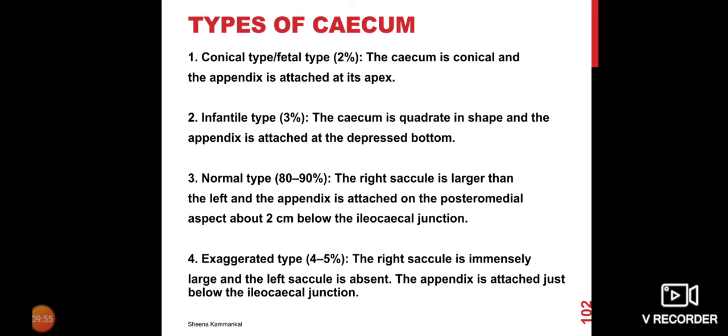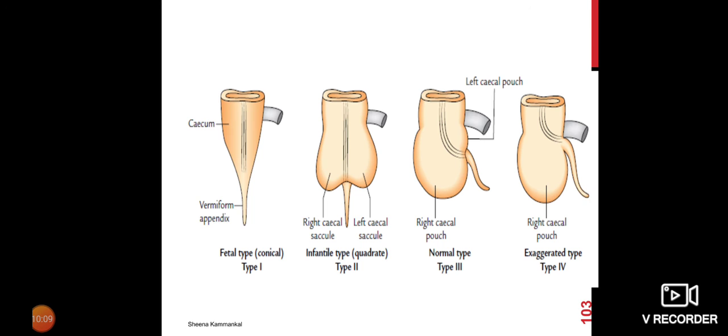Next is the normal type. Normal type is present in 80 to 90% of people, in which the right saccule is larger than the left, and the appendix is attached to the posteromedial aspect about 2 cm below the ileocecal junction.